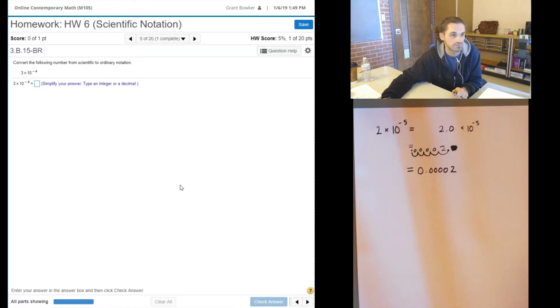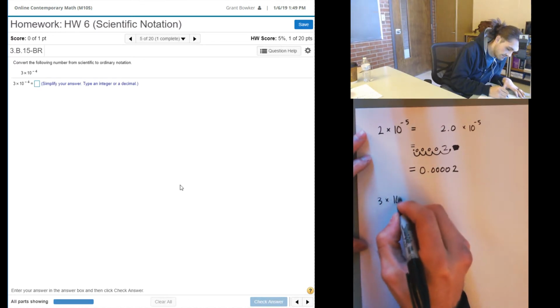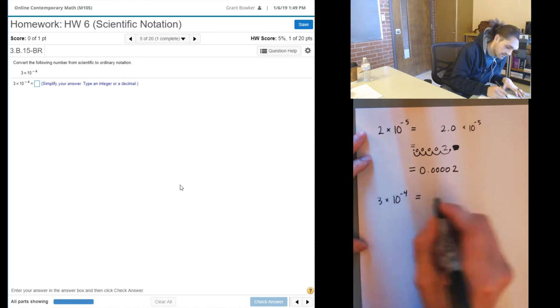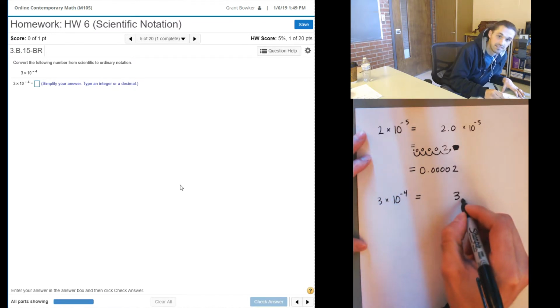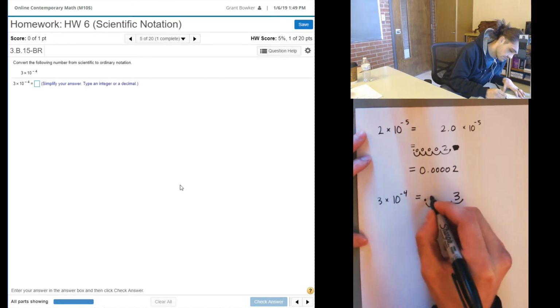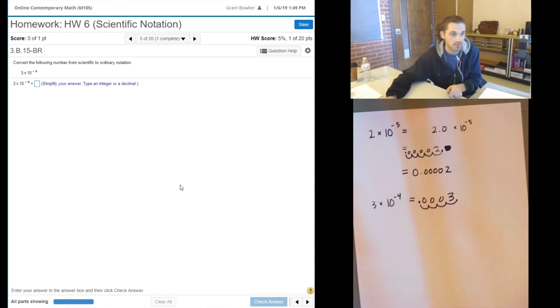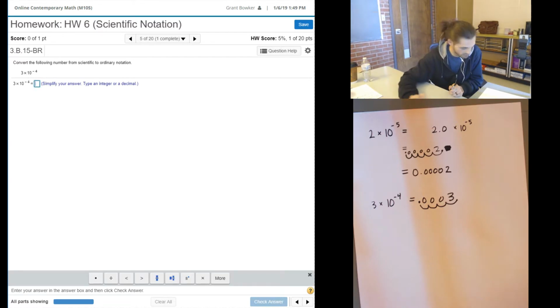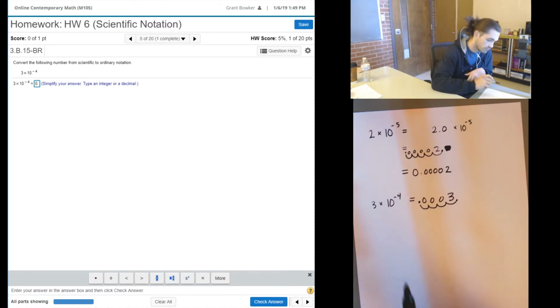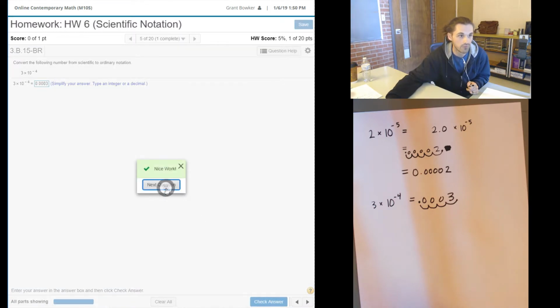All right. Similar type of problem here. 3 times 10 to the negative 4 is 3. Here was our decimal place originally. 1, 2, 3, 4. So the solution is point. I don't like starting with a decimal place. You should always start with the number 0 and then go point. So 0.0003. Moment of truth. Ayo, got another one.